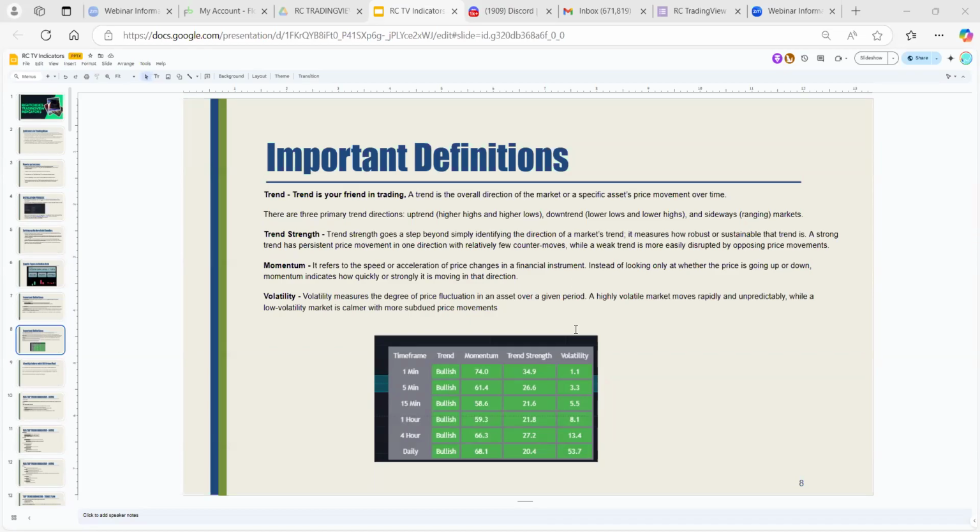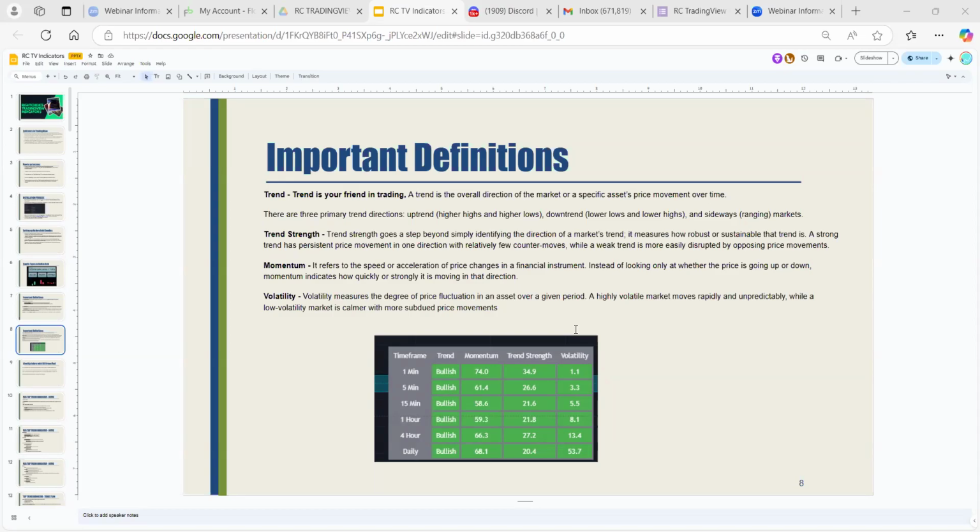So if you see a table like this in your chart, when you use an indicator like Top Trend or Price Pulse, you will see a table like this. For example, let us say NQ or ES or Tesla, you see a table like this where it shows that your trend is bullish in all time frames.